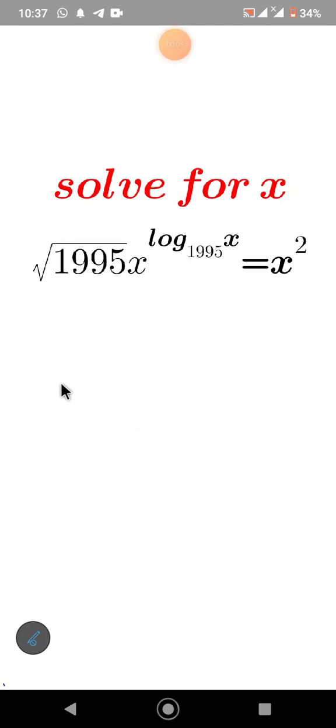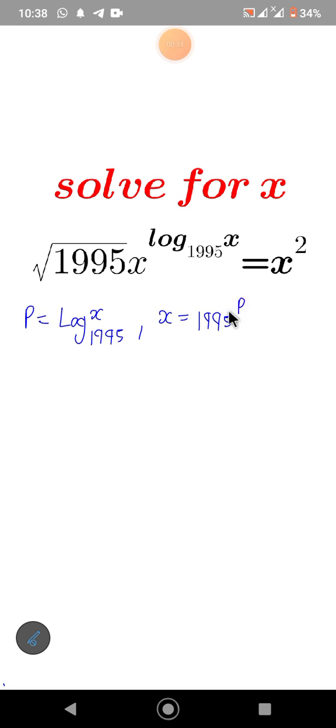In today's video, I'll be solving this interesting logarithmic equation. So the first thing I did was to let P be equal to log x base 1995. Then from here, I can say that x will be equal to 1995 raised to the power of P.